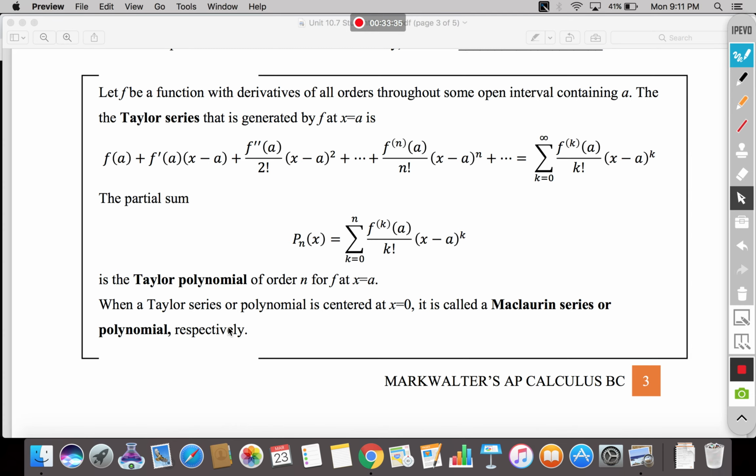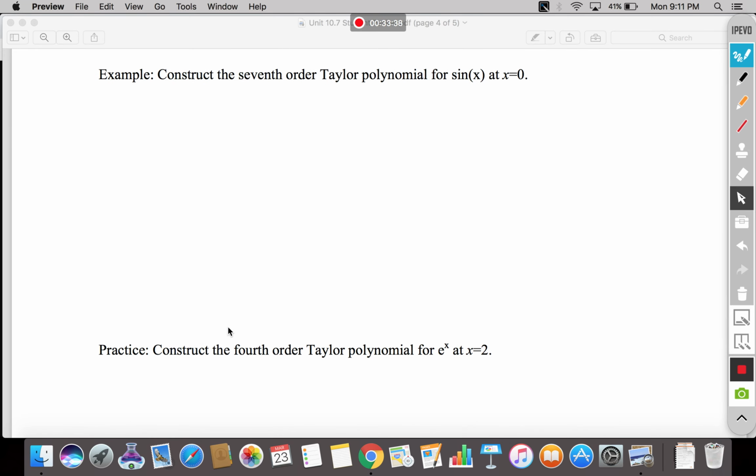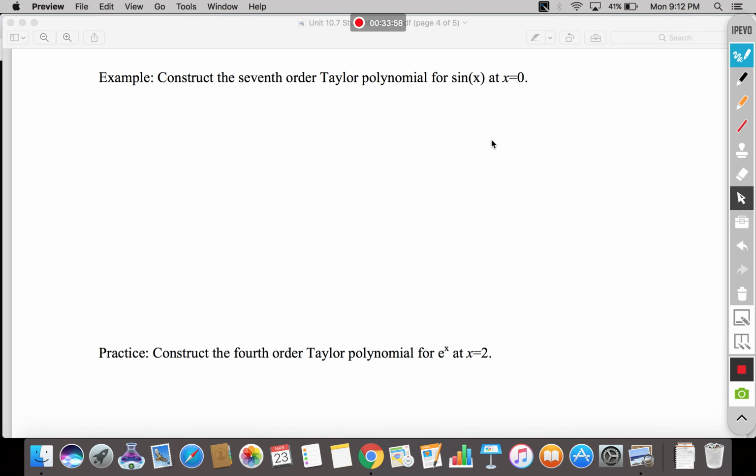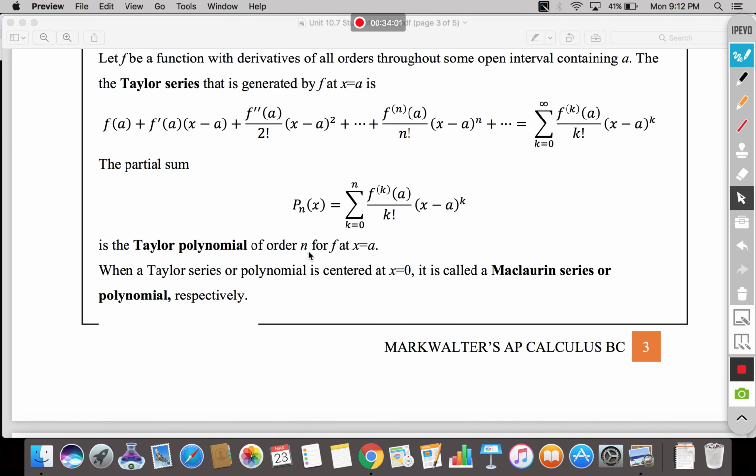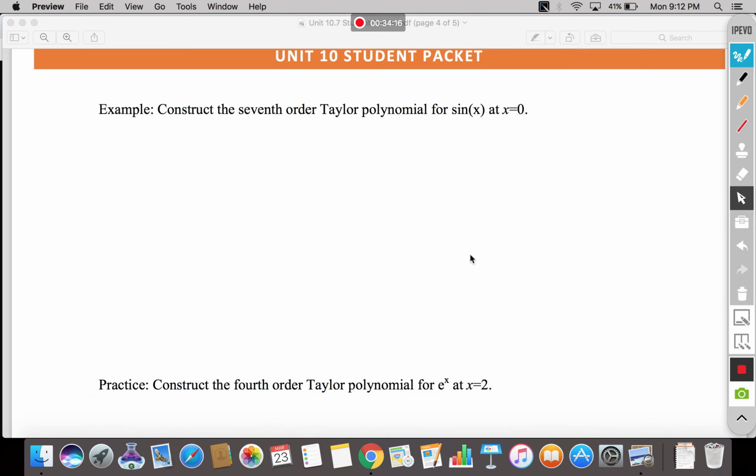All right, let's take a look at this and play around with this some. Let's construct the 7th order Taylor polynomial for sine of x at x equals 0. Essentially, this is actually what Madhava was doing with his work as well. All right, 7th order Taylor polynomial. So 7th order, let's go back up for a second. 7th order would be, I want to go to the 7th derivative, which means 8 terms, because the first term doesn't have a derivative. What does this look like then?